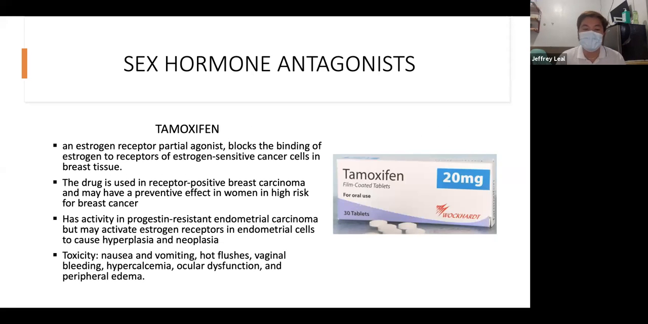Okay? Your tamoxifen, an estrogen receptor partial agonist, blocks the binding of estrogen to receptors of estrogen-sensitive cancer cells in the breast tissues. So this drug is used in receptor-positive breast CAs and may have a preventive effect in women at high risk of breast CAs. Okay? They have an activity in progestin-resistant endometrial carcinomas, but may also activate estrogen receptors in the endometrial cells that cause hyperplasia and neoplasia. And the toxicity of your tamoxifen causes nausea and vomiting, kakaroon ng hot flashes, vaginal bleeding, hypercalcemia, ocular dysfunction, and also peripheral edema.